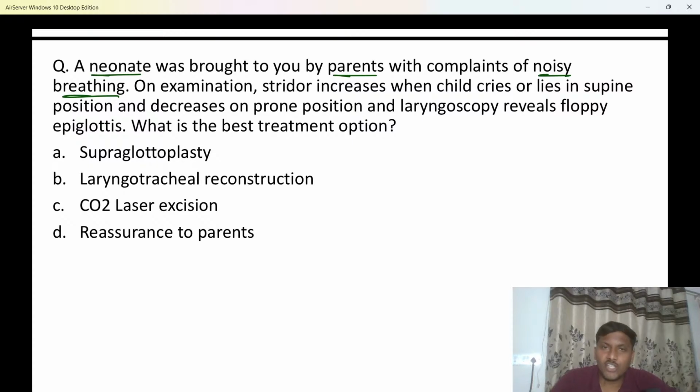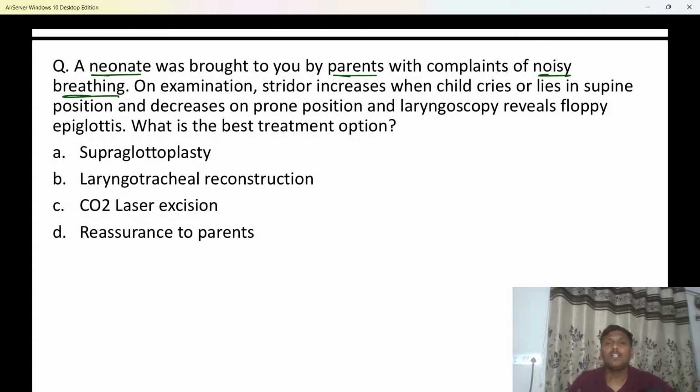If there is obstruction of the upper airway beta, upper airway में क्या क्या आता है? For example, your pharynx, larynx, trachea, bronchi. ठीक है, ये upper airway हो गया. So if there is obstruction of this upper airway बच्चे, then the patient is going to have a noisy breathing called as a stridor.